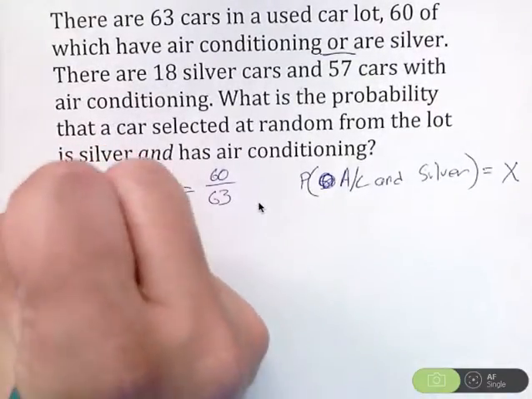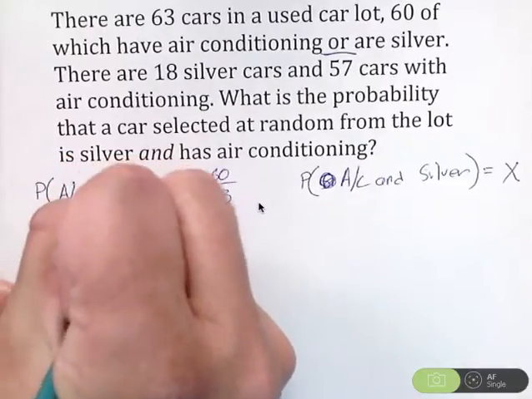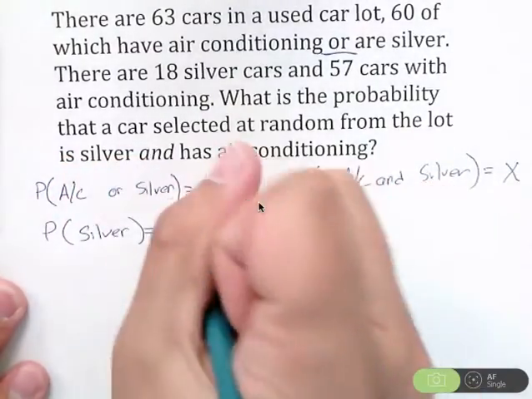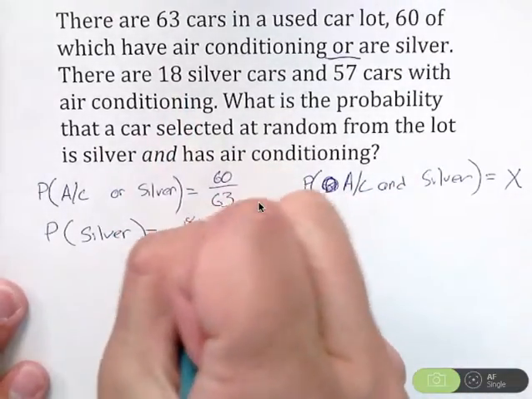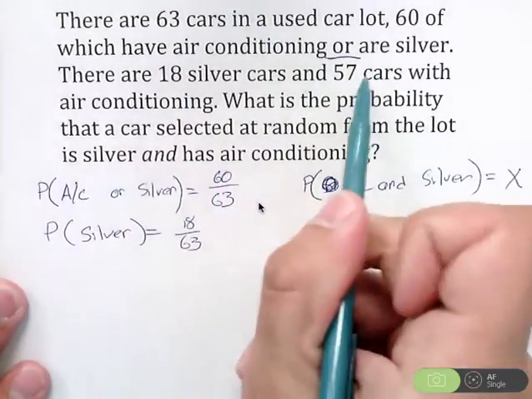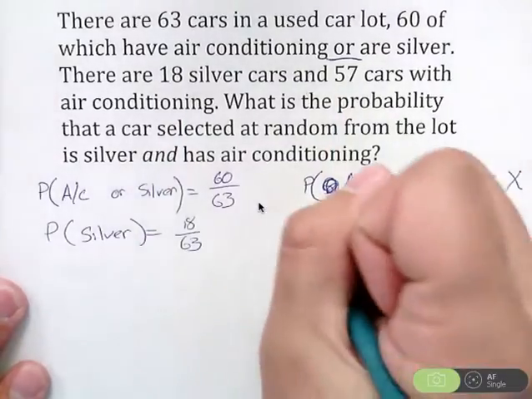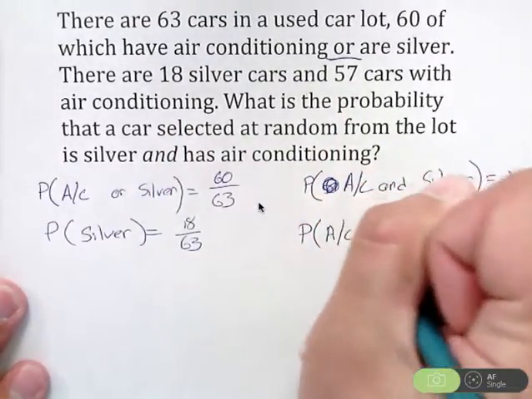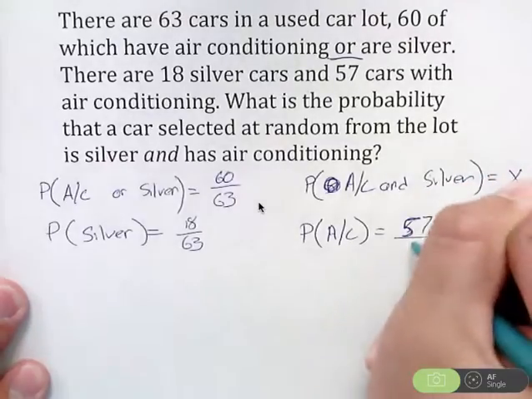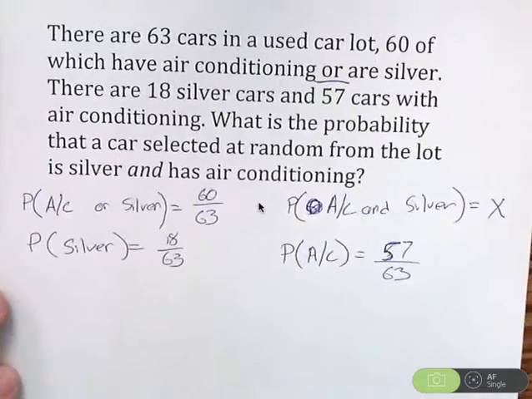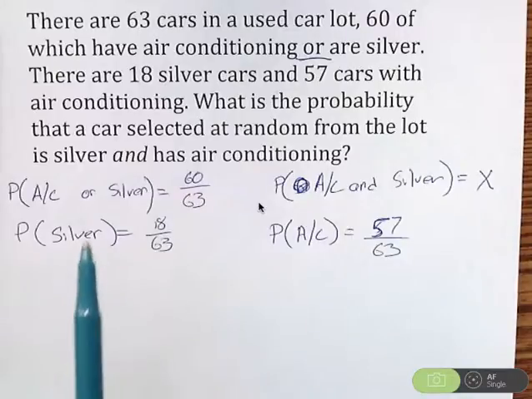So it says 18 silver cars, so we know the probability of a silver is 18 out of how many total? Well, 63. Then it talks about 57 having air conditioning. So the probability of AC is 57 out of 63 as well. So we have a lot of pieces of information there. I have ors and silver AC.